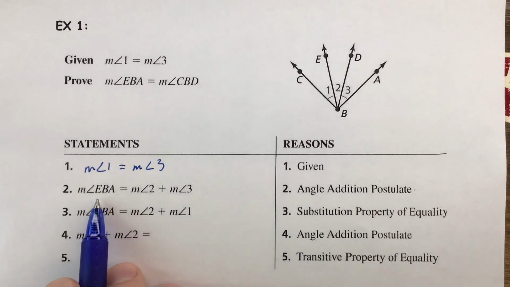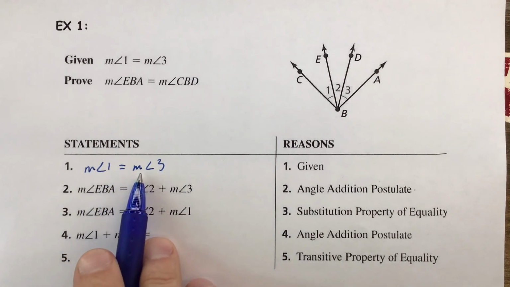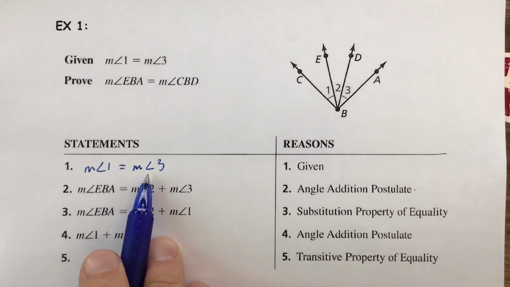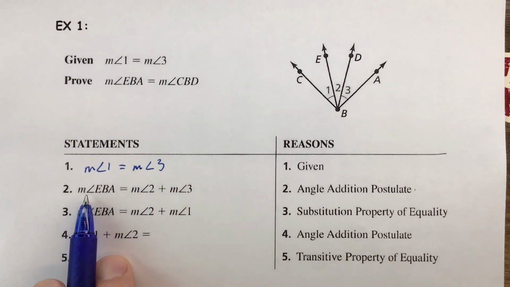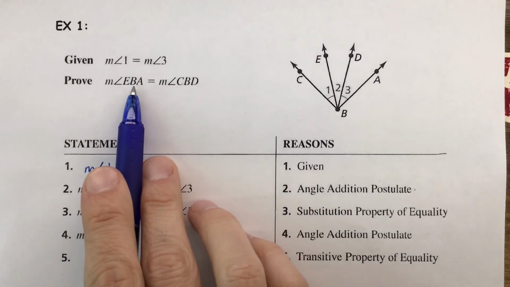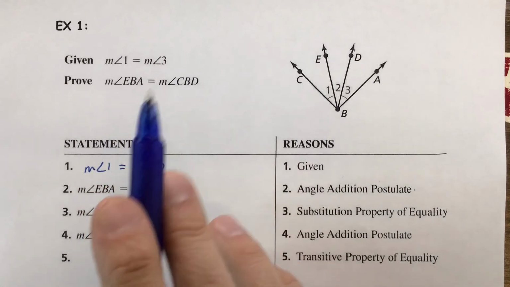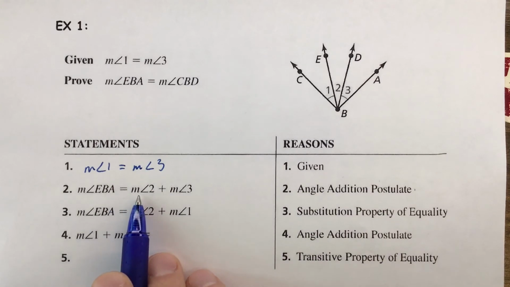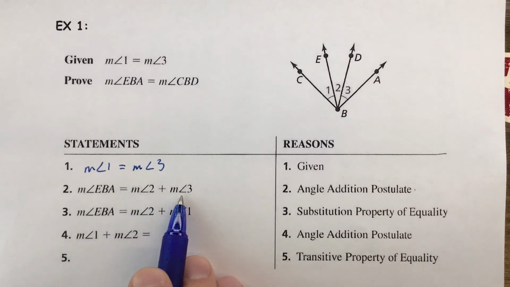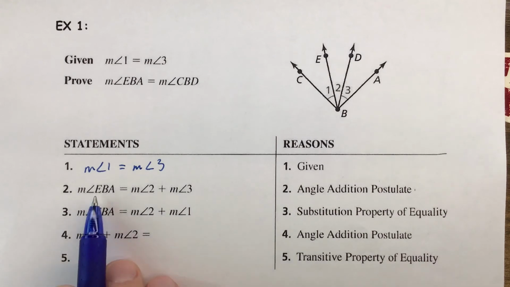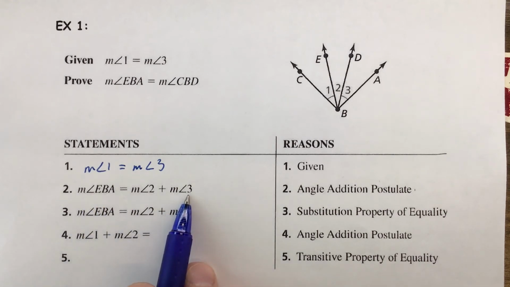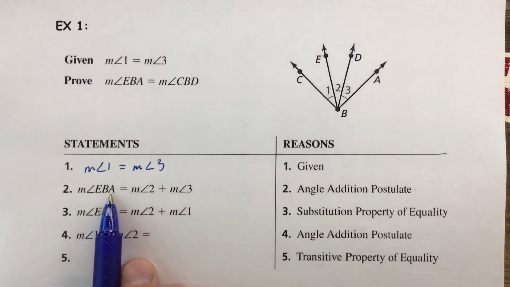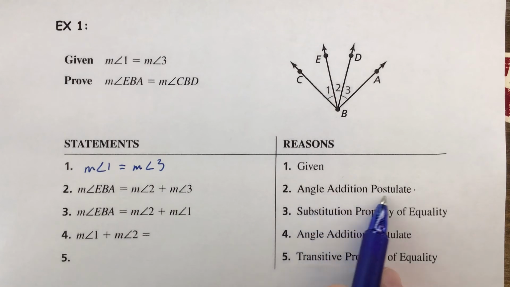All right, and then we're going to leave that behind for just a bit and work on something different. We're setting that up because we're going to need it a little bit later on. Next, the measure of EBA. Remember, that was one of the angles that we want to show to be equal to the other. So EBA over here is equal to the measure of angle 2 plus the measure of angle 3, something that visually we were able to see. Right now we're writing an equation to show that. Now recall that if you add two adjacent angles together to get the larger angle, that is referred to as the angle addition postulate.